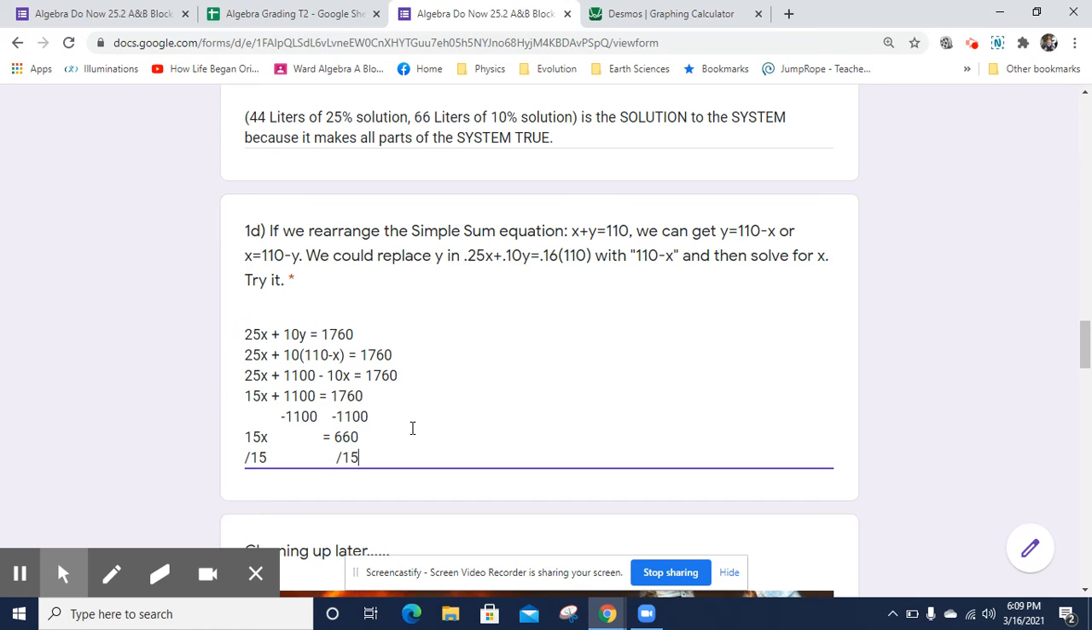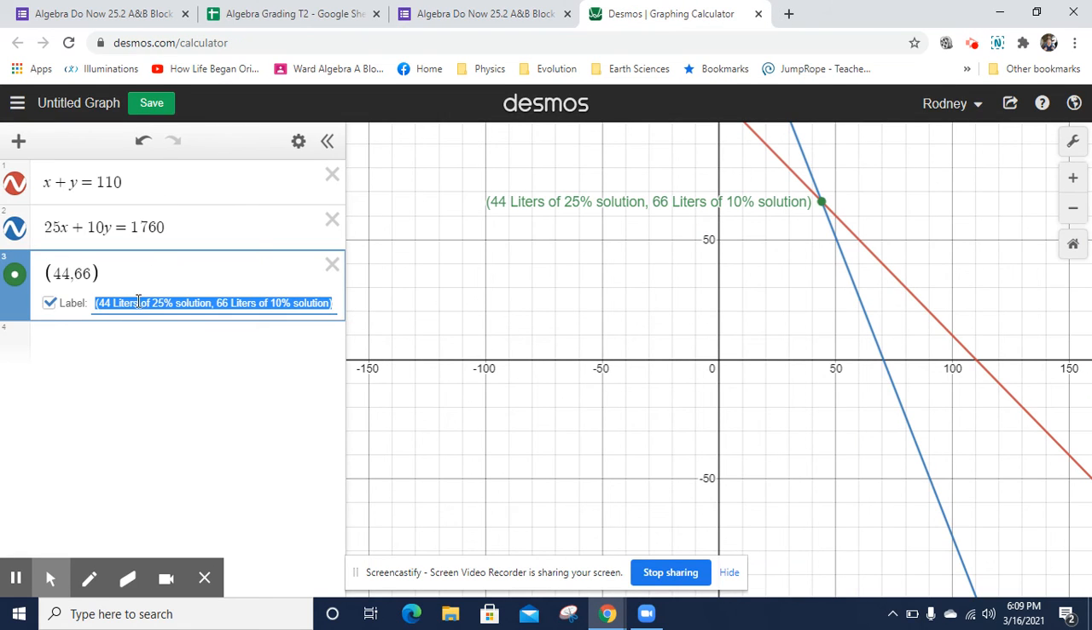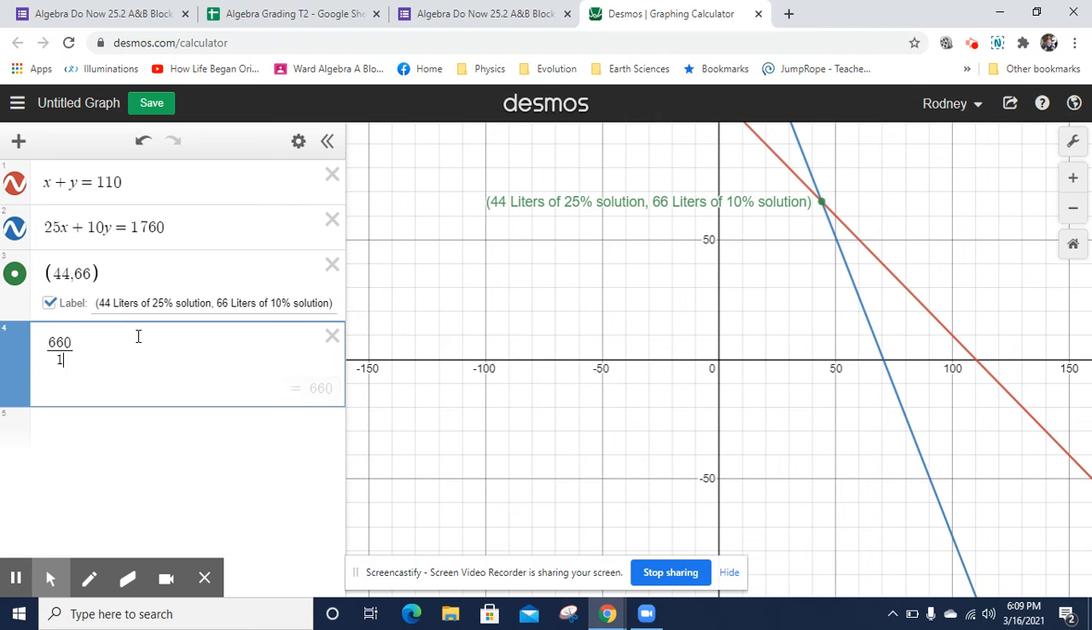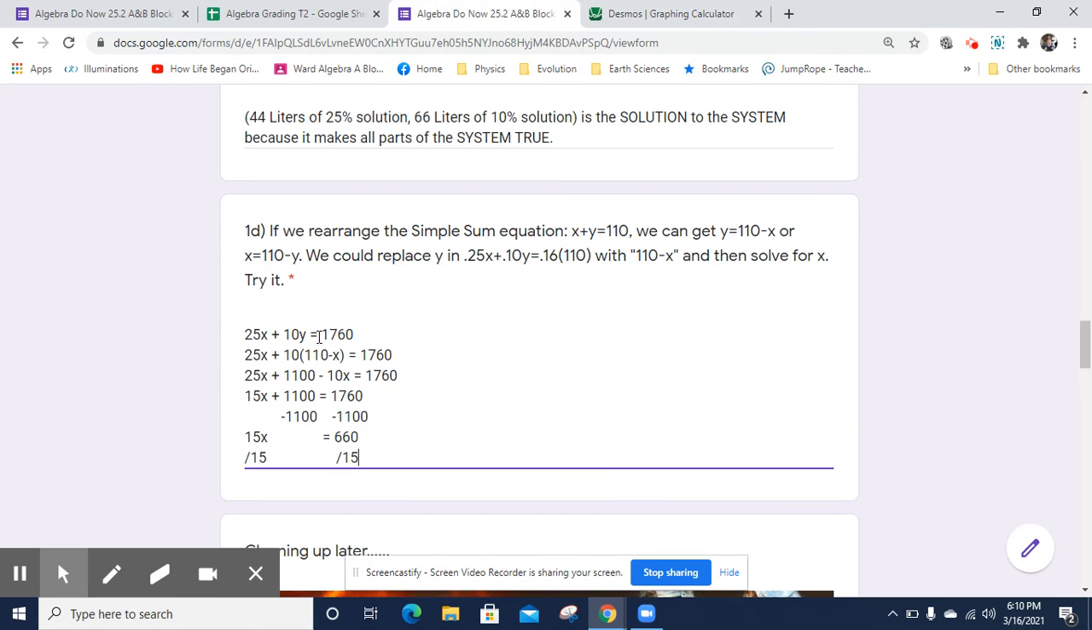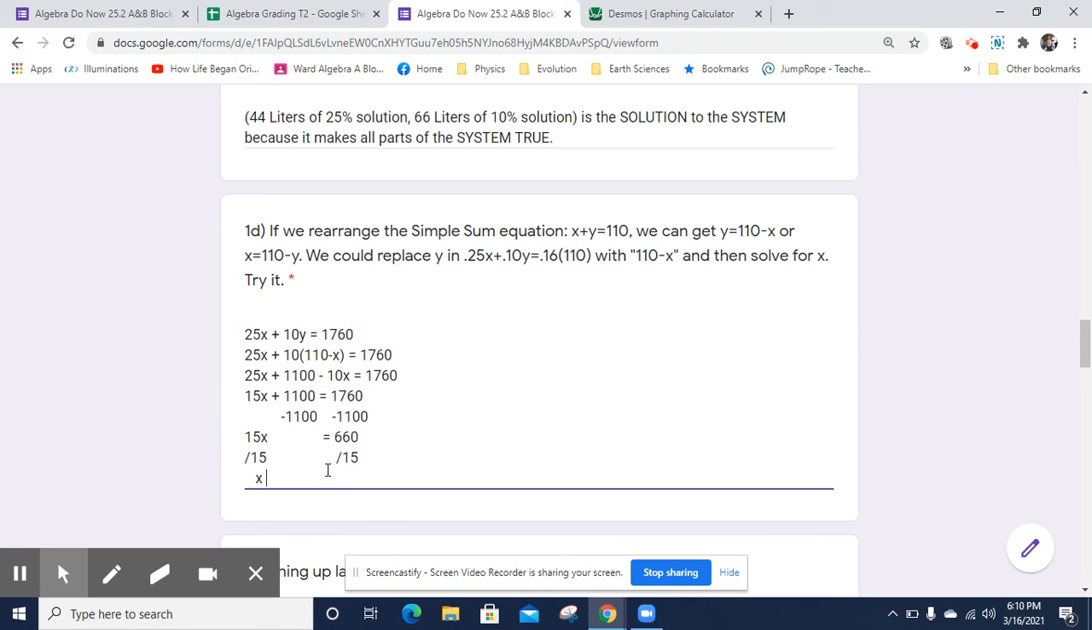I'll divide both sides by 15. I'm just going to go ahead and use the calculator to make sure I got that. 660 divided by 15 should be 44. And it is. And I get x equals 44 liters of 25% solution of hydrofluoric acid. Yay, we got hydrofluoric acid.